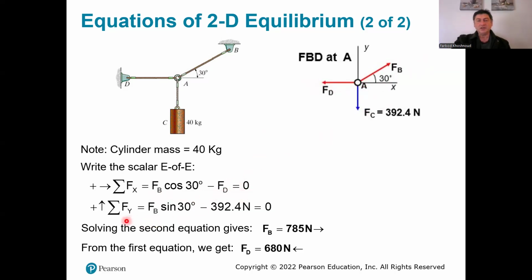And then in the y direction, we have FB sine, the component of FB in the y direction, minus force FC, which is pointing down. So that's why it is negative in this case, because our assumption is that upward is positive. And then you have two equations, two unknowns, FB and FD. We can calculate force FB and FD.